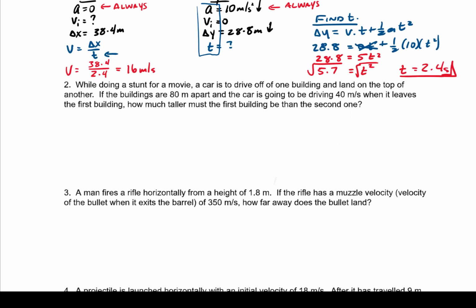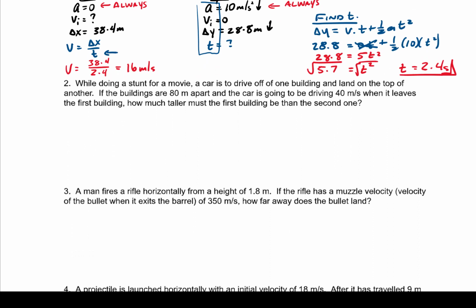While doing a stunt for a movie, a car is to drive off the building and land on top of another building. So if the buildings are 80 meters apart, that's my delta x, and one car is going to be driving 40 meters per second when it leaves the first building, that's my initial velocity in the x. The initial velocity in the y is 0, because we're driving off the building horizontally. It's another horizontal problem. And we want to know how much taller. That's our delta y. So, x direction, y direction.